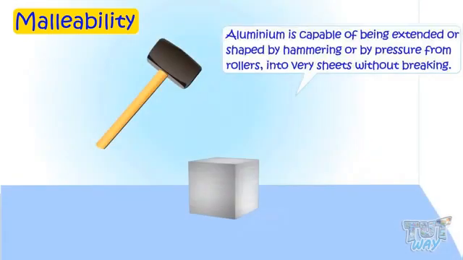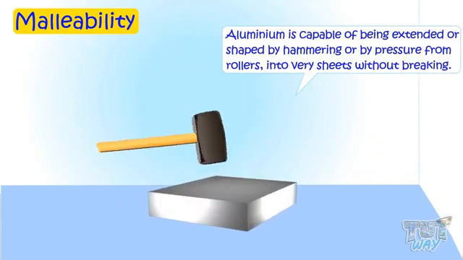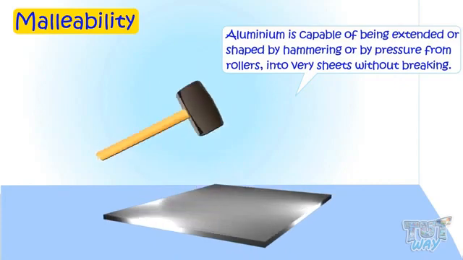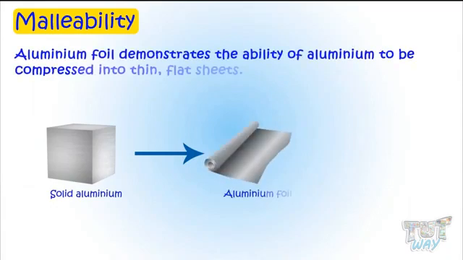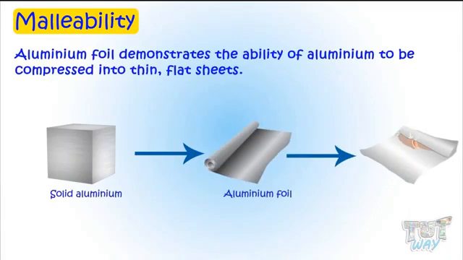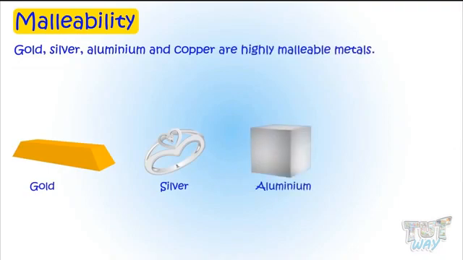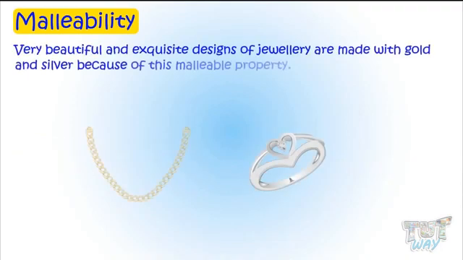Example, aluminum is capable of being extended or shaped by hammering or by pressure from rollers into very thin sheets without breaking. Aluminum foil that we all use demonstrates the ability of aluminum to be compressed into very thin flat sheets. Gold, silver, aluminum, copper are some of the highly malleable metals. Very beautiful and exquisite designs of jewelry are made with gold and silver because of this malleable property.